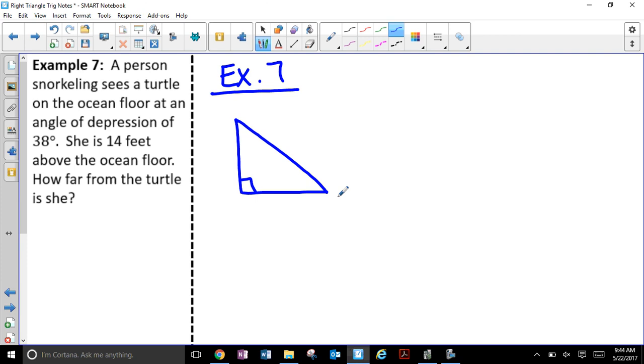Okay, so this is your ocean floor where the turtle is. Okay, there's our turtle, and then here's our snorkeler. Snorkeler's up here. Some bubbles. Okay, there's our snorkeler looking down at the turtle on the ocean floor. She's 14 feet above the ocean floor, so that means 14 feet goes here because that's how high off the ocean floor she is. And the angle of depression is 38 degrees.